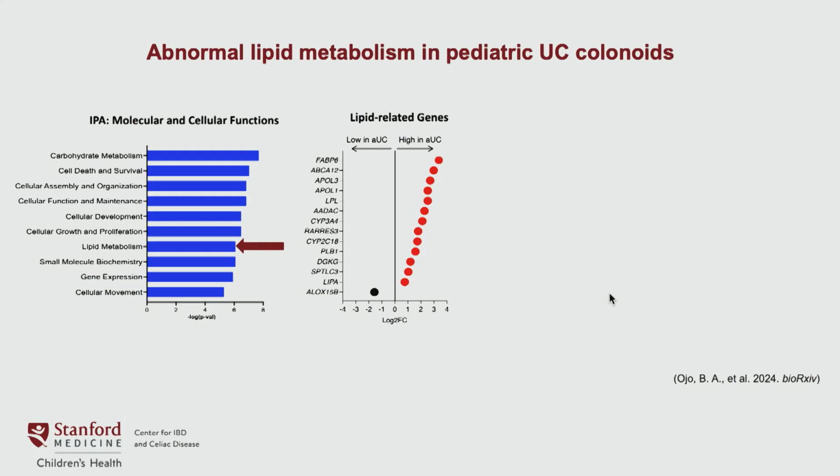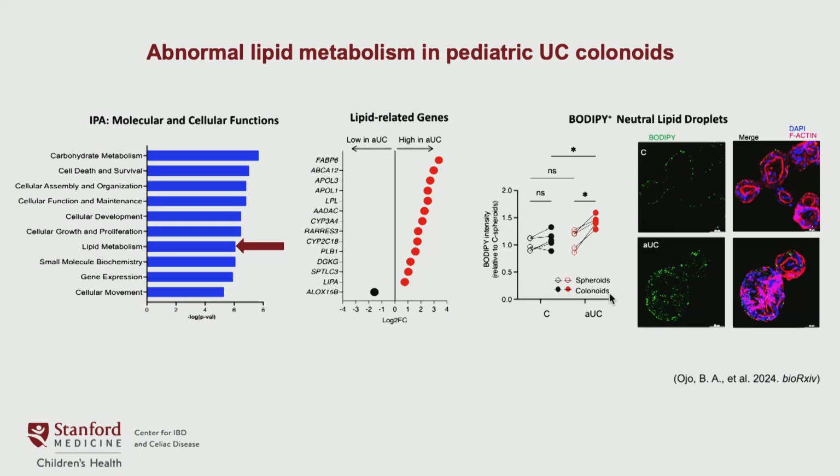To better understand this, we did transcriptomics, and one of the striking findings is the upregulation of lipid metabolism pathway. Several related genes are upregulated, including fatty acid transport, apolipoproteins, sphingolipids, phospholipid biosynthesis, and lipolysis. And when we stain the neutral lipids in the organoids, we do see accumulated lipids in the UC organoids.